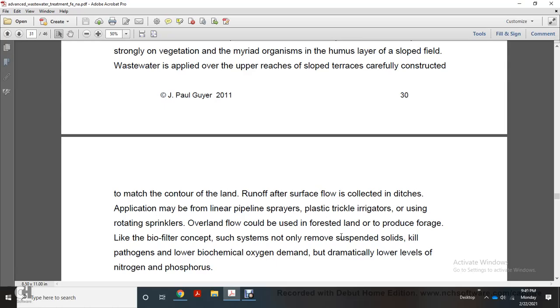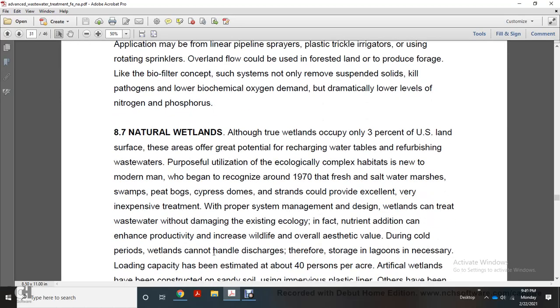Such systems not only remove suspended solids, kill pathogens, and lower biochemical oxygen demand, but also dramatically lower levels of nitrogen and phosphorus.